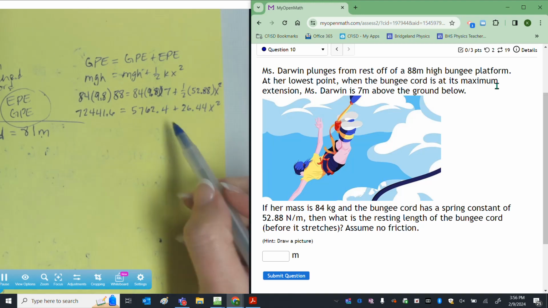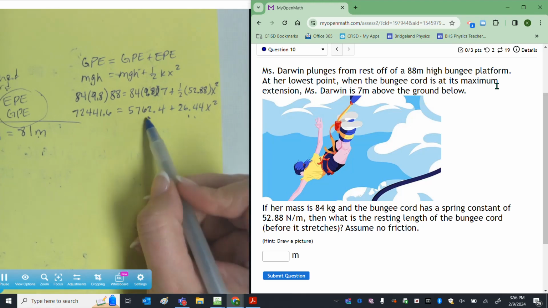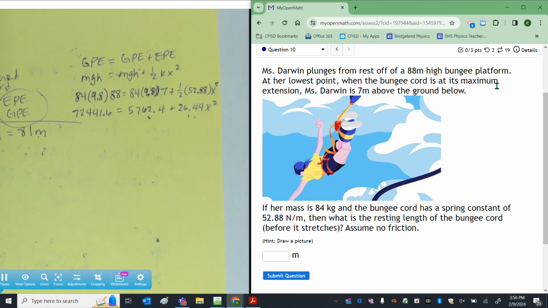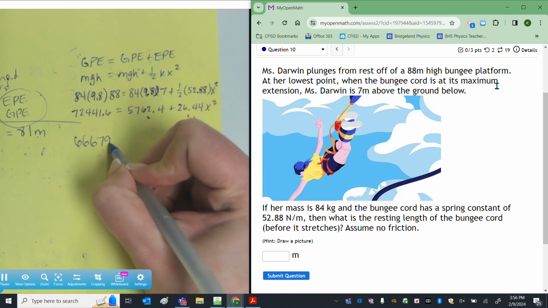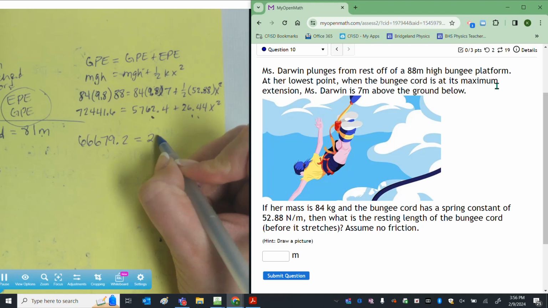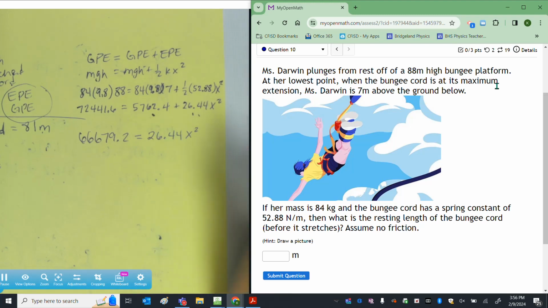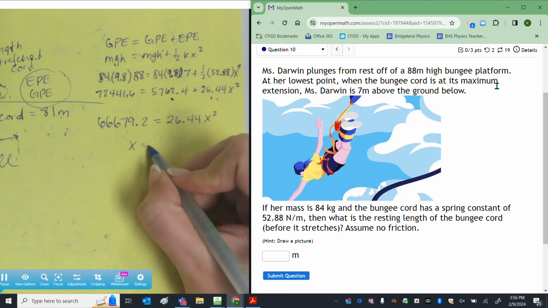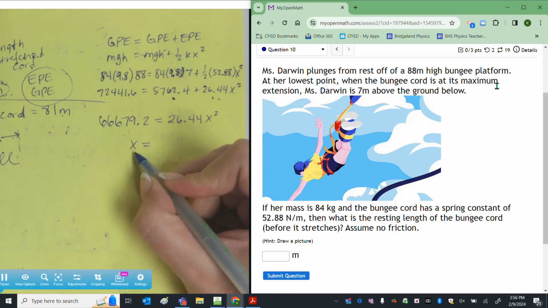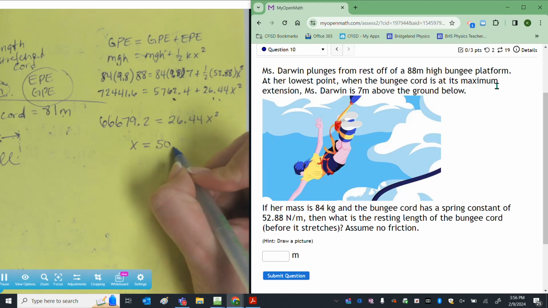Okay, so again, I cannot add these. They are not like terms. We're going to subtract this from both sides. So I'm going to take that giant 72,000 number and subtract that 5,700 number, and I'm going to get this: 66,679.2 equals 26.44x squared. If we want to solve for x, now we're going to divide both sides by 26.44 and then take the square root. And this is your amount of deformation, how much it's stretched by, 50.22, if I round that, meters.